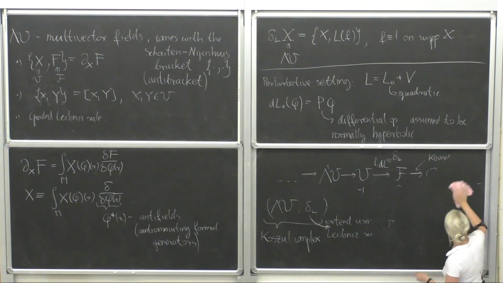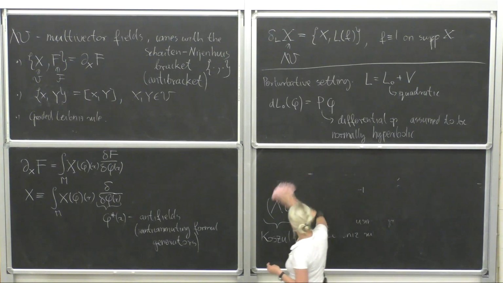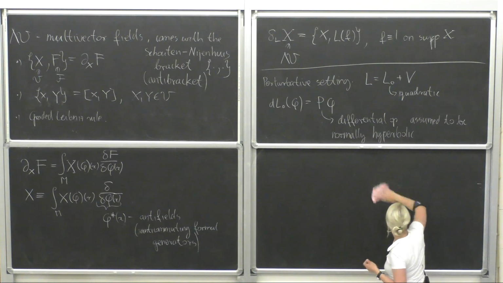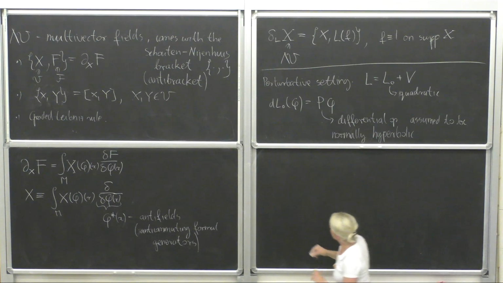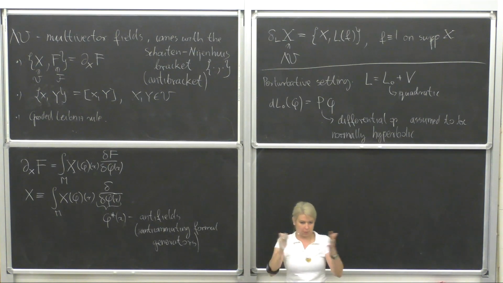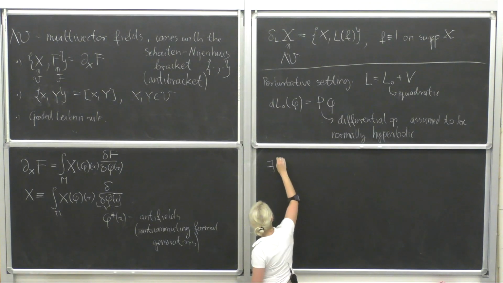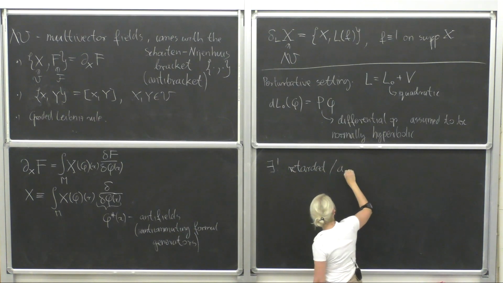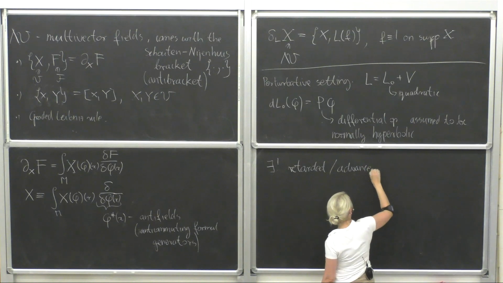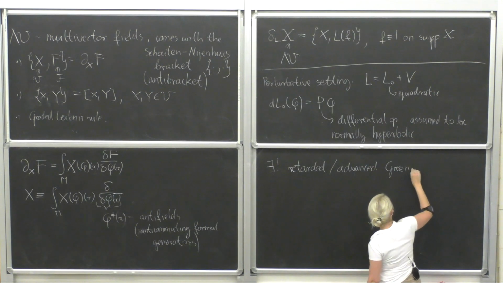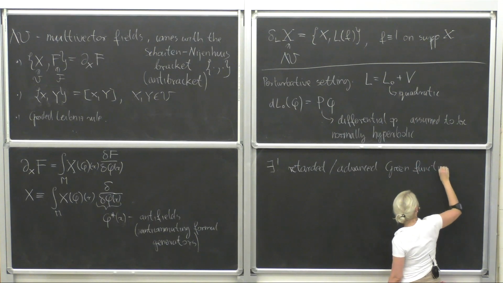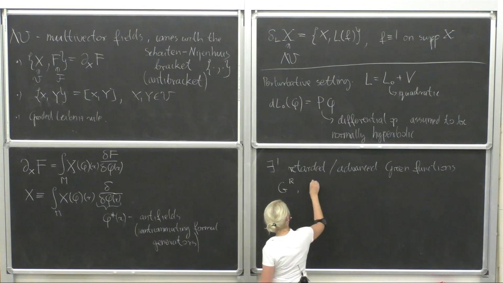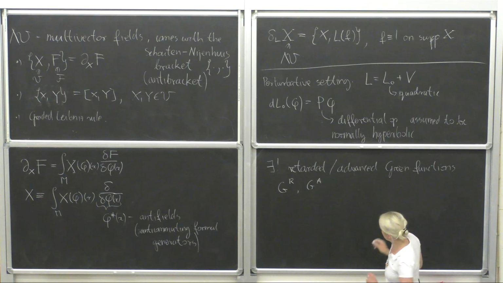And these things have a very nice solution theory. They have very nice green functions. So for such operators on globally hyperbolic spacetimes where we are working with, there exist unique retarded/advanced green functions. Okay, I'm going to denote them by GR and GA, and let me tell you what they do.